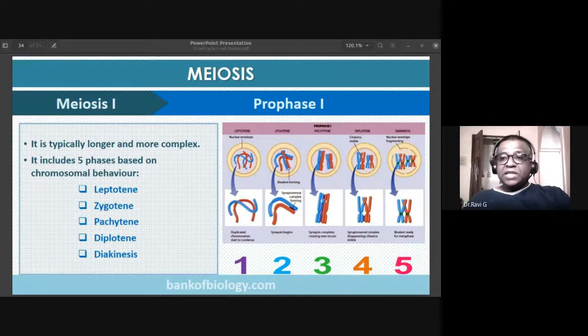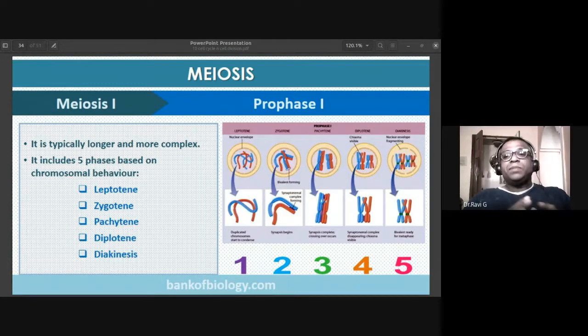In the diplotene stage, you are going to see that the synaptonemal complex disappears and chiasma is visible. In the diplotene stage, the synaptonemal complex is going to disappear and there is going to be the crossing over of non-sister chromatids, which is visible as an X-shaped structure. The point at which they have crossed over is a chiasma. So the chiasma is visible at this particular diplotene stage.